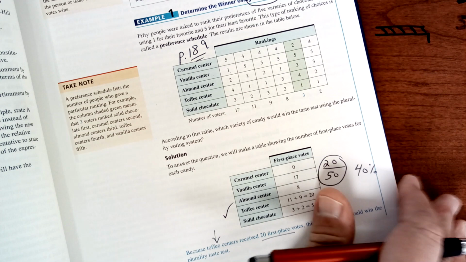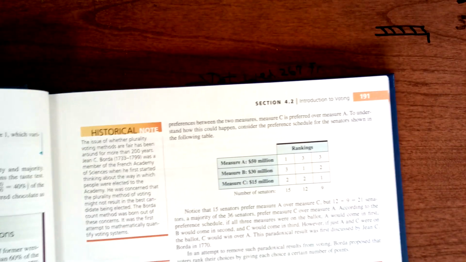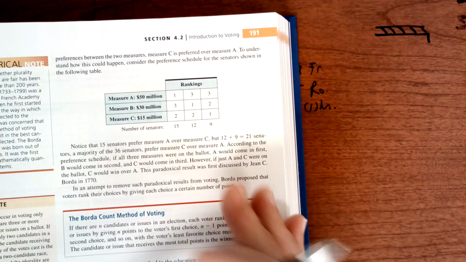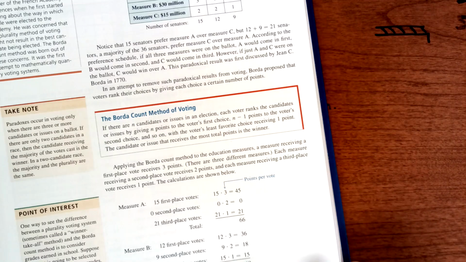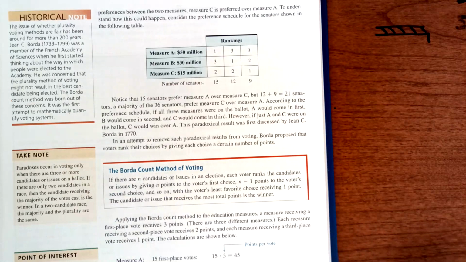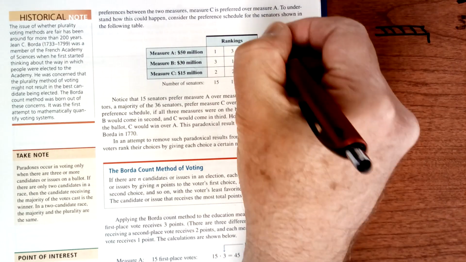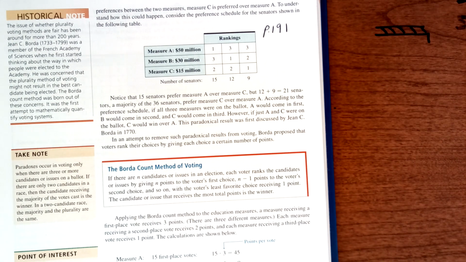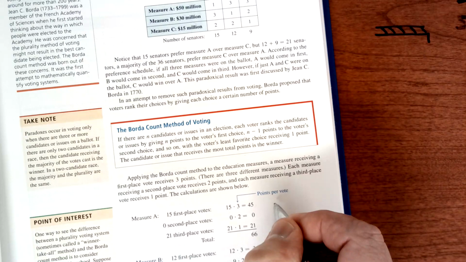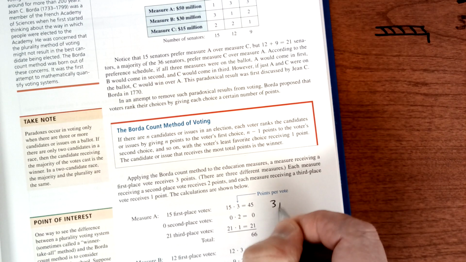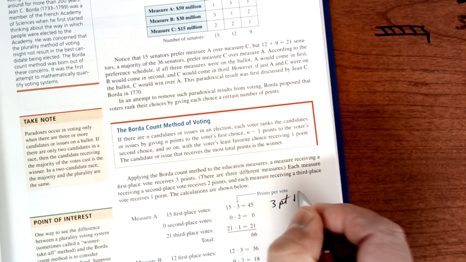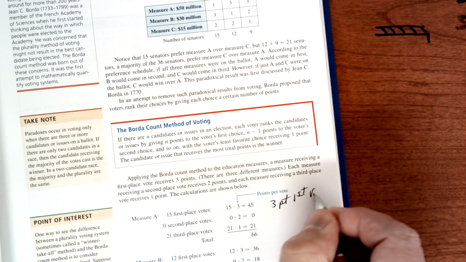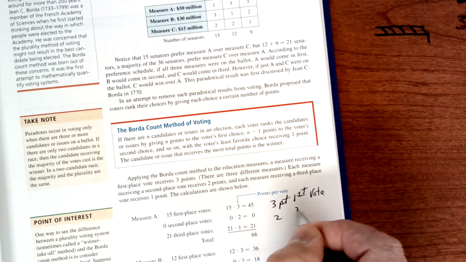Turn the page. Take a look at this one here. This one, you're going to talk about the Borda method, okay? And we're on page 191. So this one assigns points. So this one gives 3 points for each first place vote, 2 points for second, and 1 point for third.